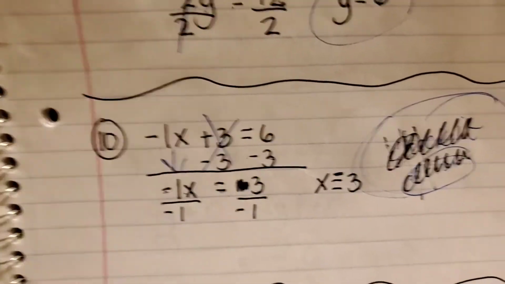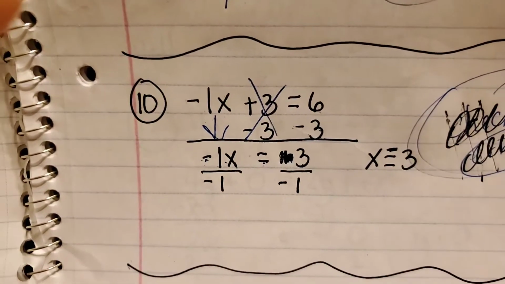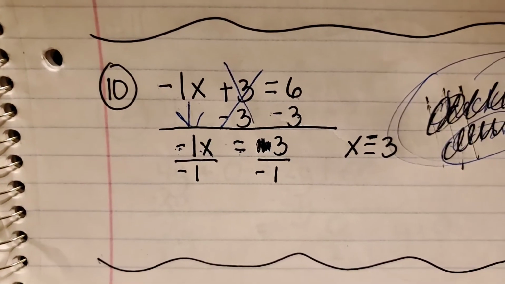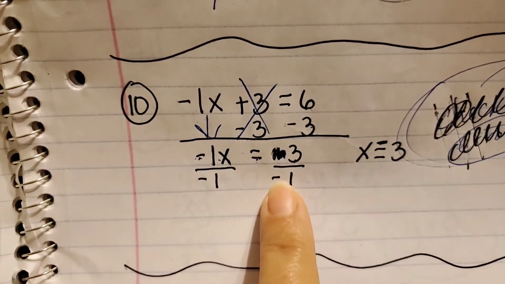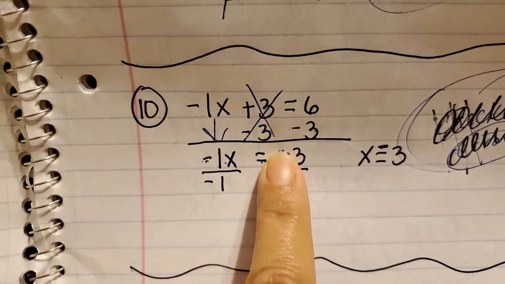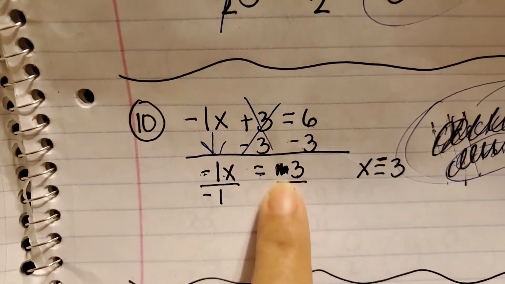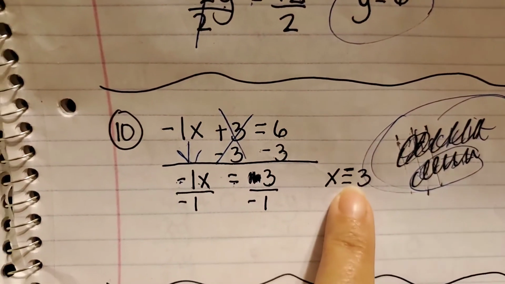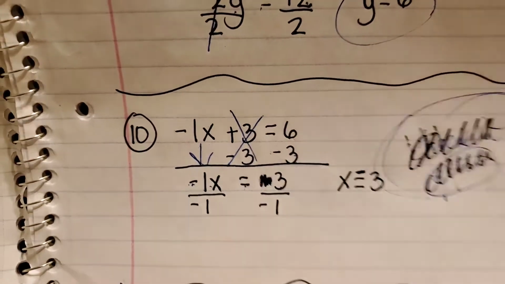This one wasn't that difficult of a problem. It was pretty simple. The only thing you need to remember is -1, and this is a +3. So the signs are different. So my answer becomes a negative.